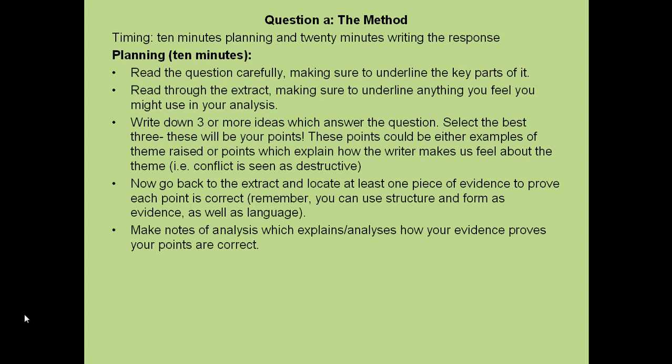And these points could either be examples of the theme or could explain how the writer makes us feel about that theme. So for instance, conflict is seen as destructive. Once you've got your points, go back to the extract and locate at least one piece of evidence to prove each is correct. Remember, you must make sure you're also referencing structure and form in order to achieve the marks you need to achieve. And then finally, once you've got your evidence highlighted, you need to make sure you've got notes of analysis around your evidence which explains how you are correct. Once you've got all those things, it's simply a case of writing out in full sentences. So note that down and let's move on.